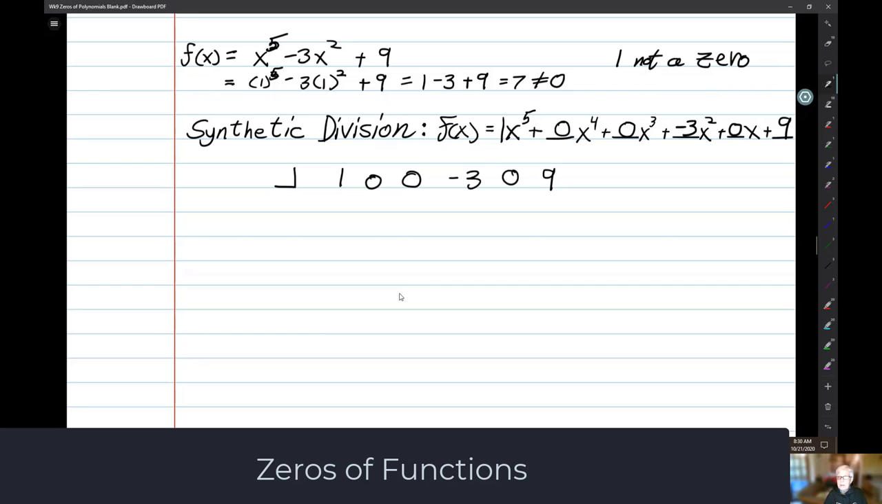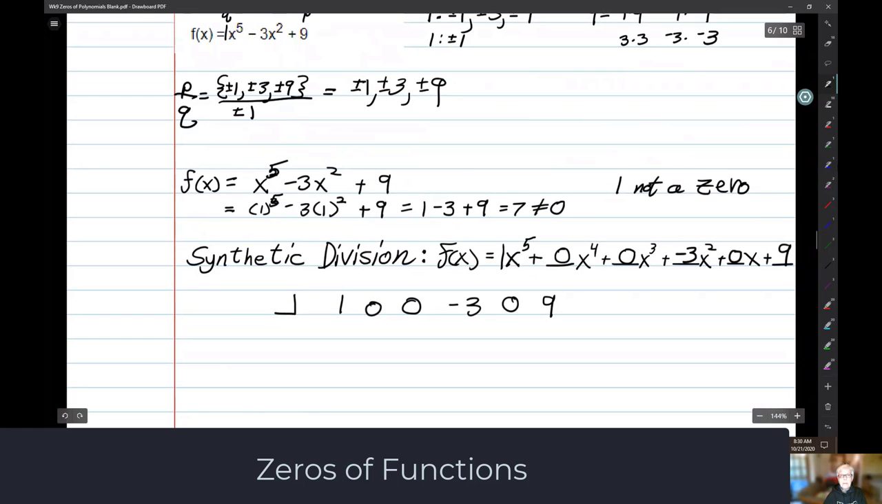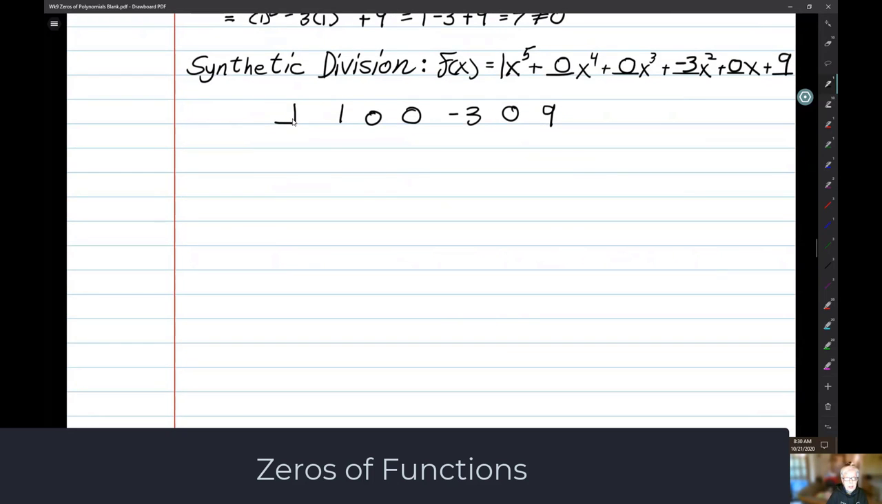All right, now, I found out that 1 was not a 0. The main purpose that we use this for is to find the zeros of functions. And I'll show you what this means. Let's see, another number. How about positive 3? I put that here because this is the number I'm checking to find out if it's a 0 of f of x. Then I come down here and I draw a line. That's the next thing I do.